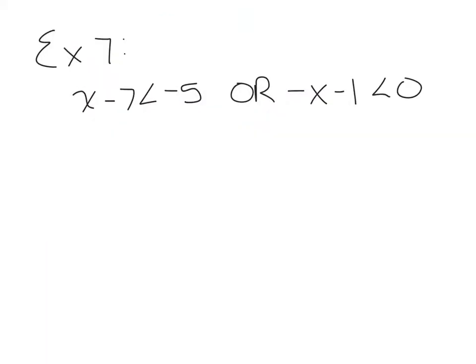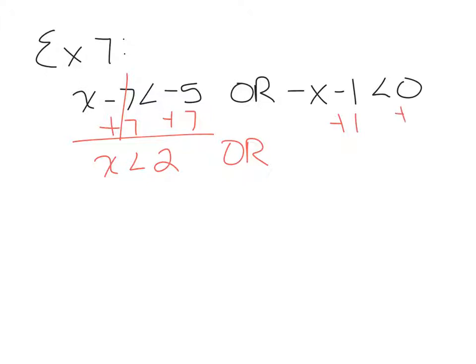Okay, example 7 on page 10 says x minus 7 is less than negative 5, or negative x minus 1 is less than 0, and again with the or. So we're going to first isolate x. That's your first job. So we have x is less than 2. We have or. We'll add 1 here.